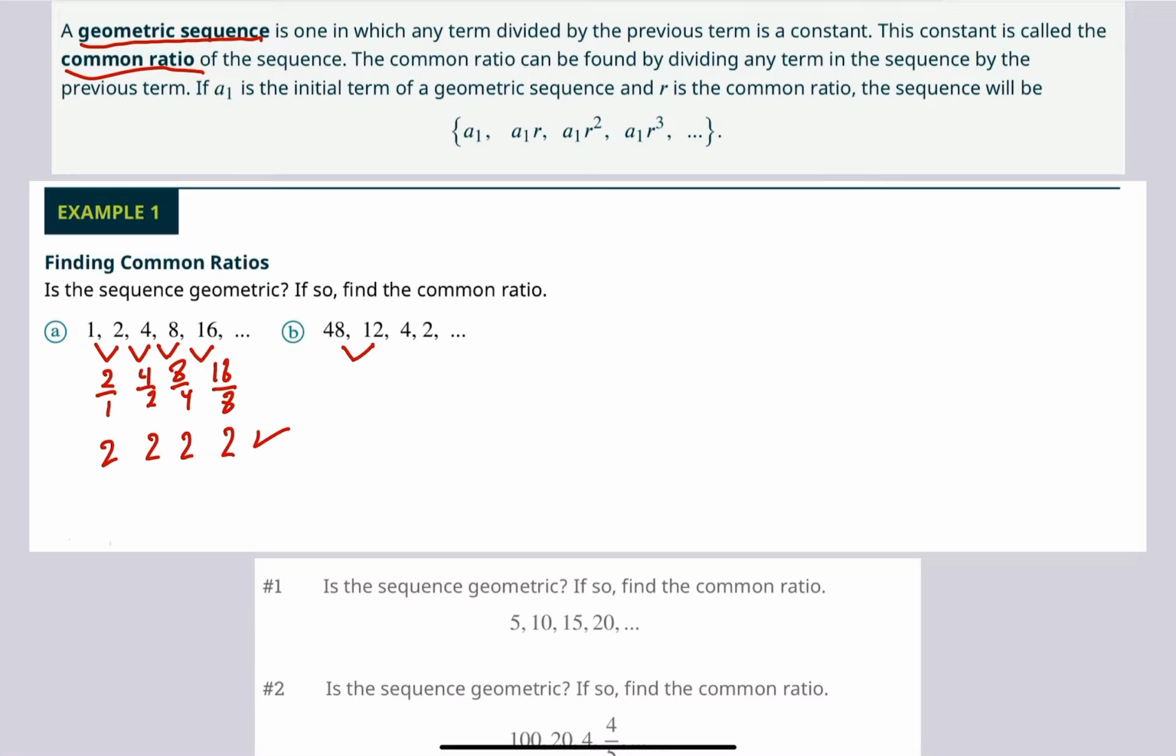Now 12 divided by 48, 4 divided by 12, and 2 divided by 4. Well, 12 divided by 48 is equal to 1/4. 4 divided by 12 is 1/3. 2 divided by 4 is 1/2, which is definitely not a common ratio, which means this is not a geometric sequence. However, A is a geometric sequence.